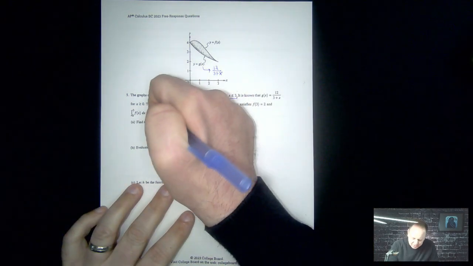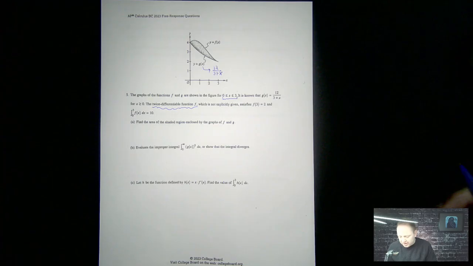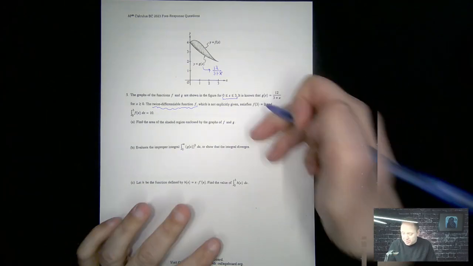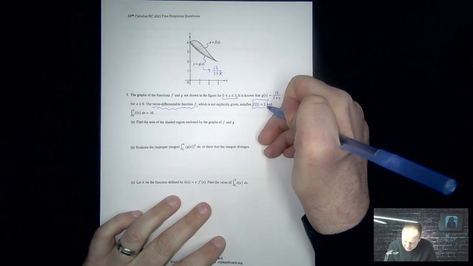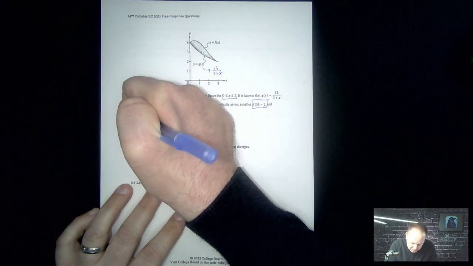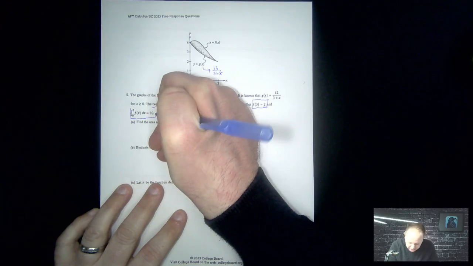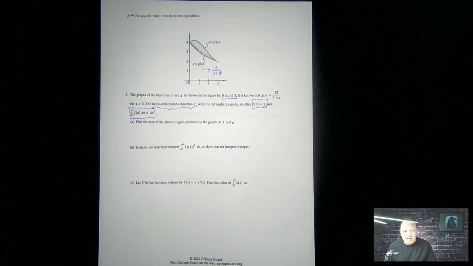They're telling me I have a twice differentiable function f. I don't know if I need that, but that's a good thing to know in terms of continuity, which is not explicitly given. But they are giving me a value on f: when x is 3, y is 2. And they're also giving me the area under the curve to the x-axis from 0 to 3 for f. And that's a good thing.